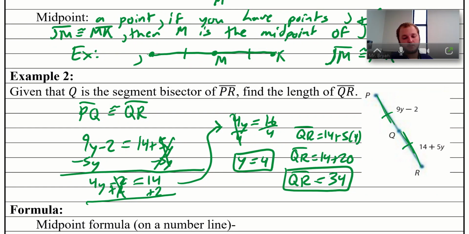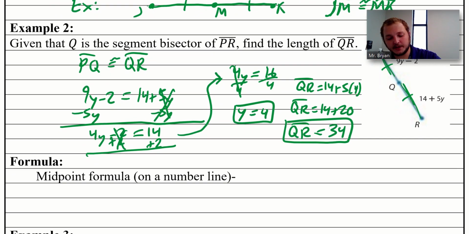So keep that in mind as you're working through these problems. And again, you could even ask, would it matter if I plugged it in for PQ? In this case, it would not, because they're the same length, right? So you should get 34 when you plug it into the other one as well. Okay, last thing here, getting used to using formulas.